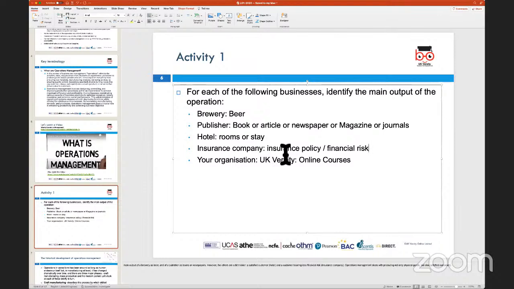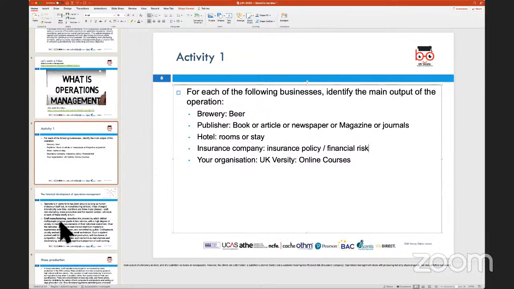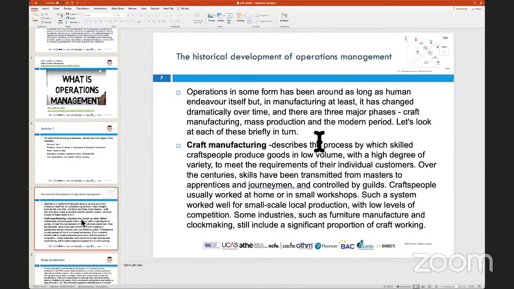And then your organization, in our case UK Versity, we are looking at, obviously, delivery of online courses. So when we look at operations management, one of the things you're going to be focused on understanding would be input, process, and output. So we need to be clear what a company or an organization would do, what their field of operations will be, and what kind of output they would produce.